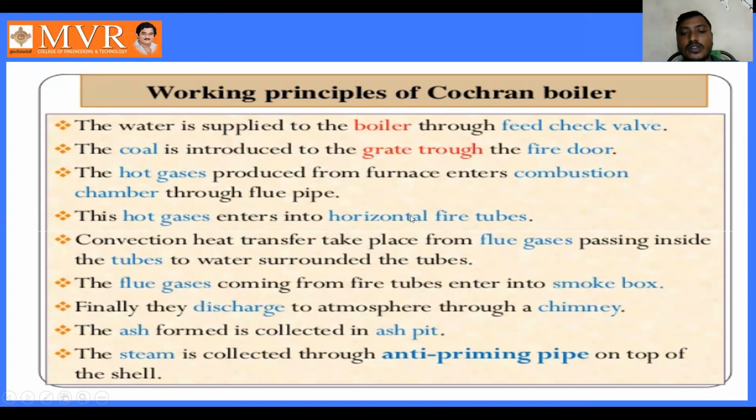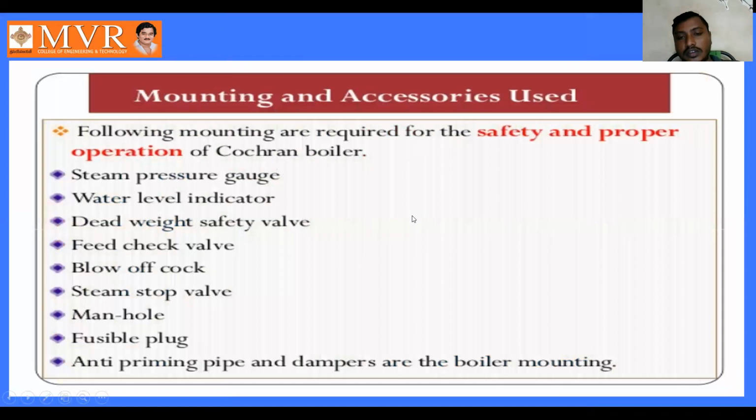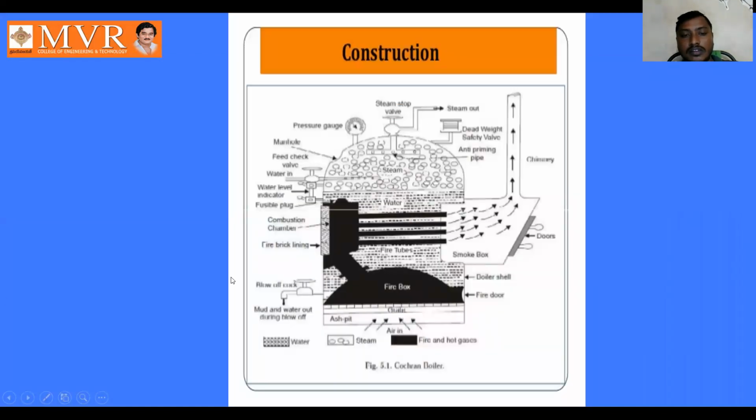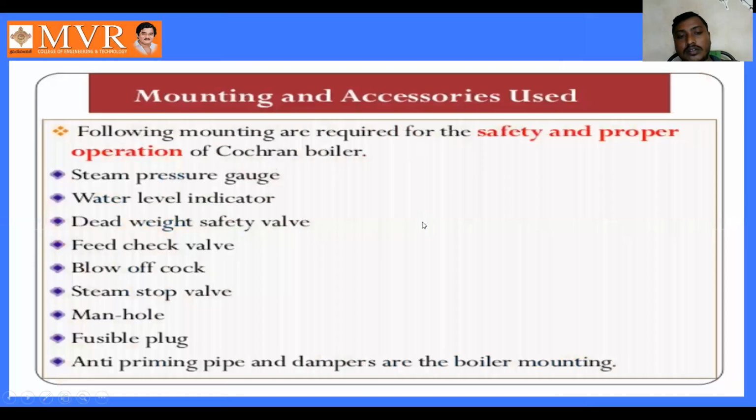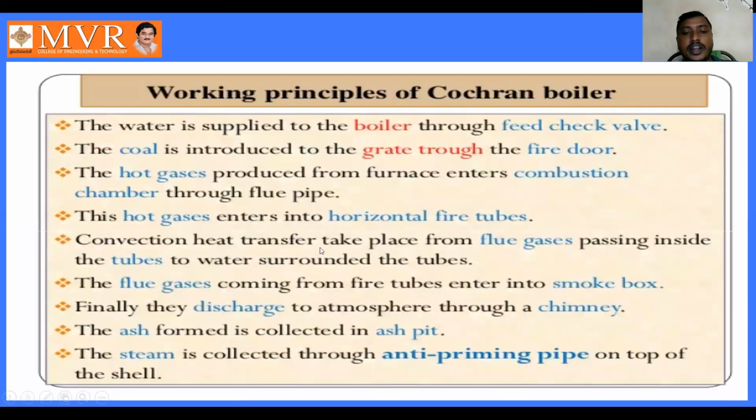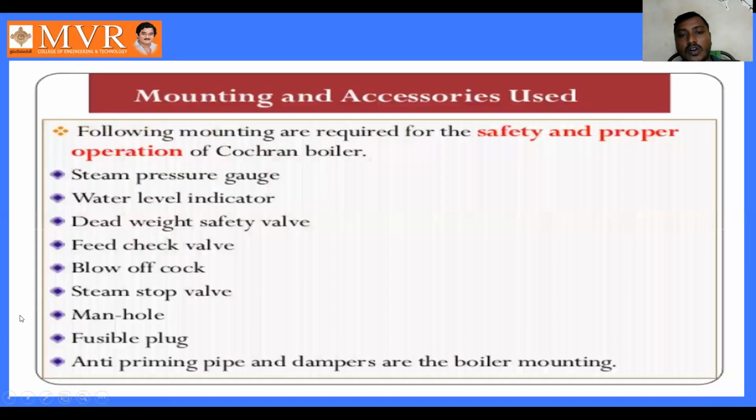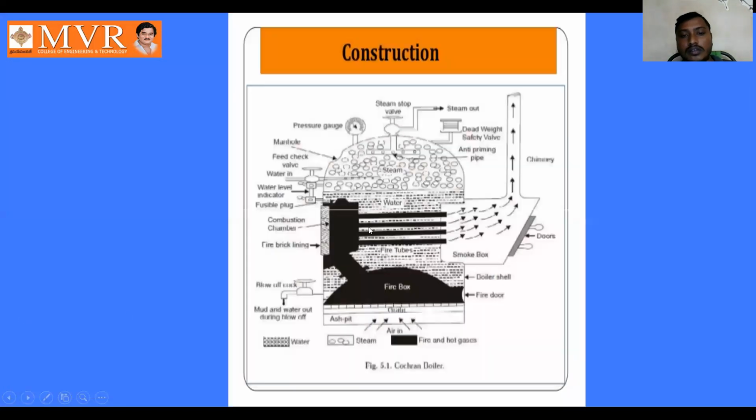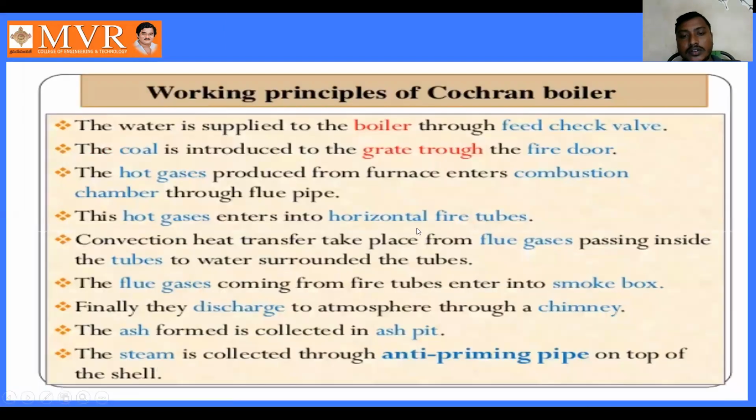This hot gas enters into the horizontal fire tubes. These hot gases which came from the flue pipe enter into the horizontal pipes. Convection heat transfer takes place from flue gases passing inside the tubes to the water surrounding the tubes. The hot gases enter these horizontal pipes, and the water circulates around these horizontal tubes.